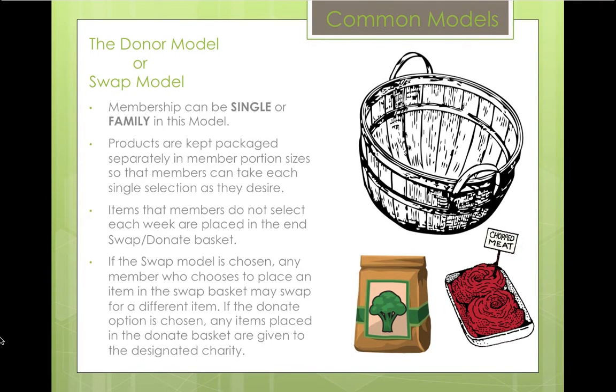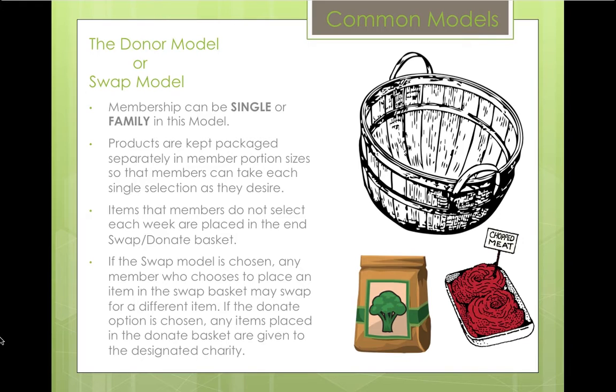This is the donor or swap model, and I hate to be biased, but this is one of my favorites. The membership can be single or family, and the products are kept in individual packaging for either the family size or the single size. And the members can pick from the baskets which ones they would like to keep, and any that they don't pick, say they don't want broccoli this week, that package size of broccoli goes into a basket at the end, which is either your swap basket or your donate basket.